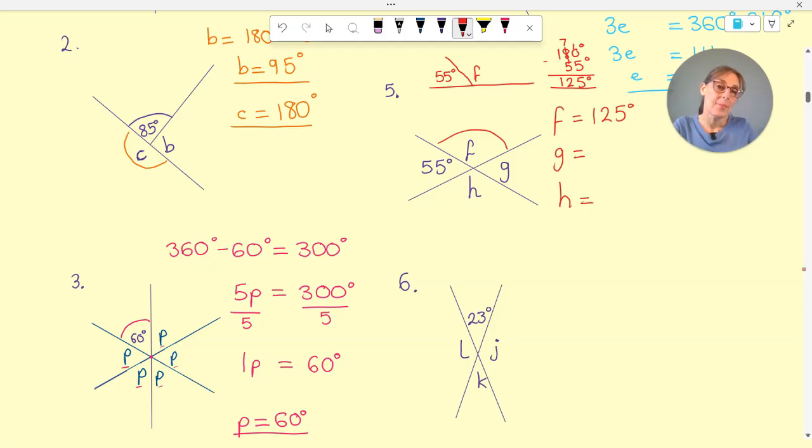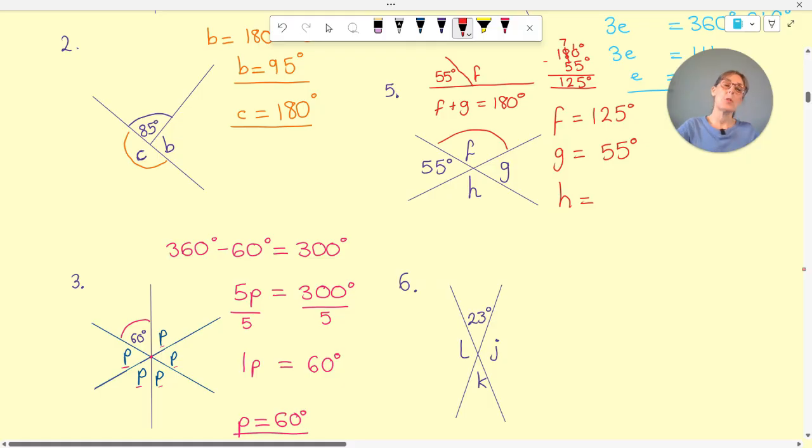Have you seen it? There's also a straight line going this way, look, which means that F plus G must also equal 180 degrees. Well, I know that F is 125, and if F plus 55 degrees is 180, then G must be 55 degrees because 125 degrees plus 55 degrees is 180. So we think that this is 55 and that one's 125.